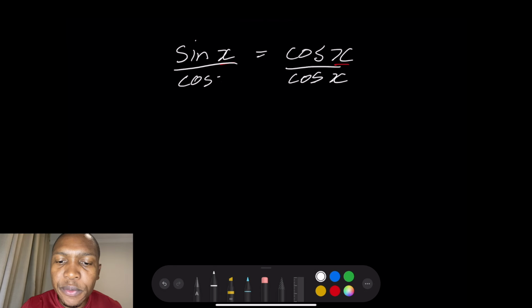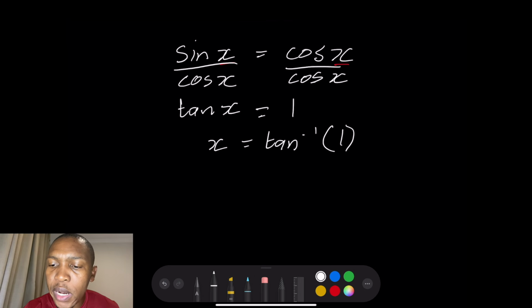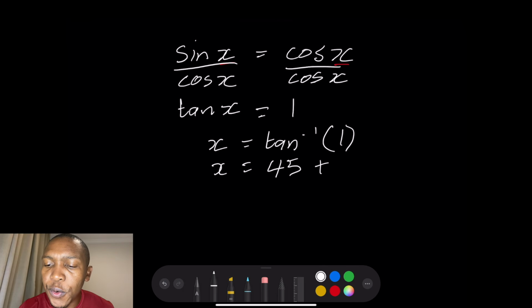So I can divide this by cos of x, and on the right hand side I'll have a 1, but on the left hand side, what's sine x over cos x? Of course this is going to be the tan of x, and we're simply going to say we know that the arctan of 1, you'd put this in your calculator, but as you would know from special angles, x would be 45 degrees. But remember, the general solution for tan would have plus k 180, where k is an element of integers.